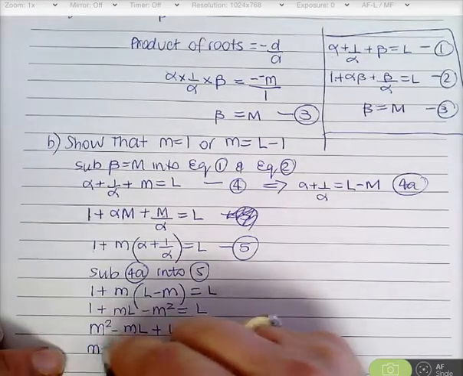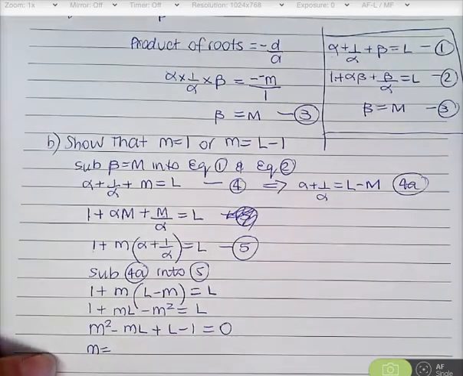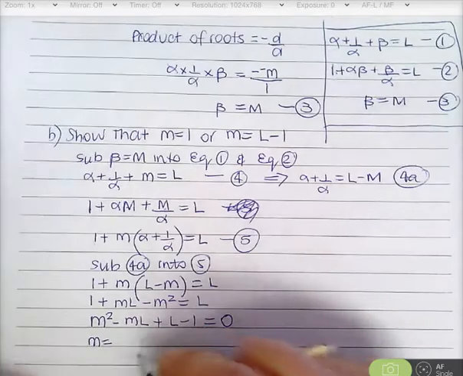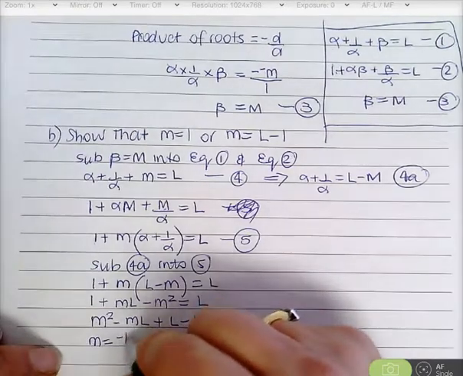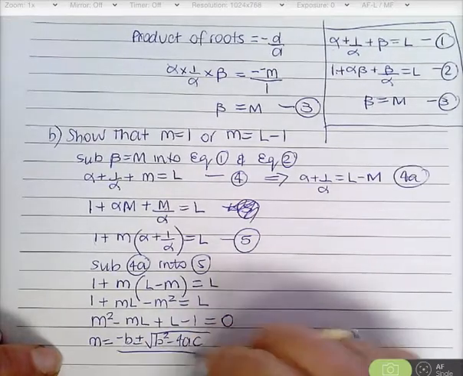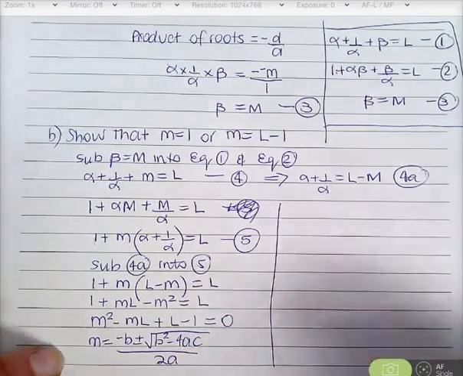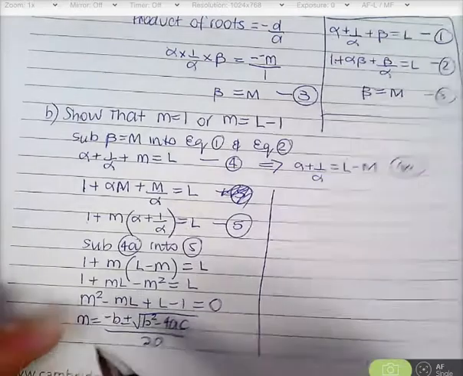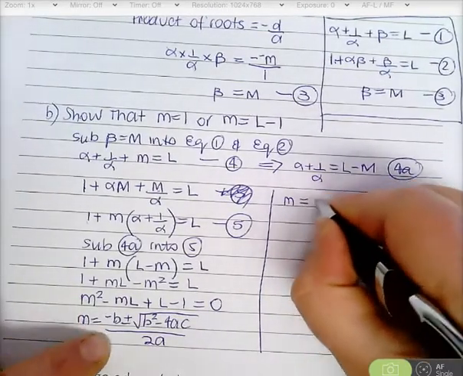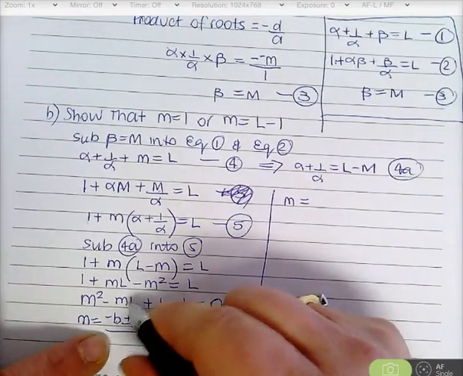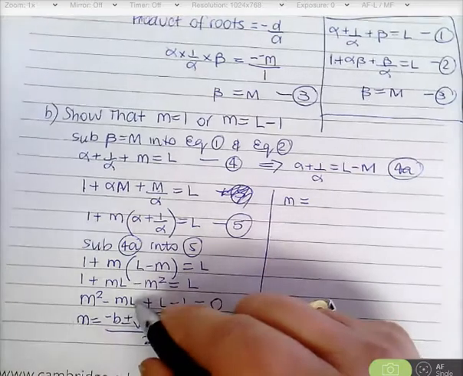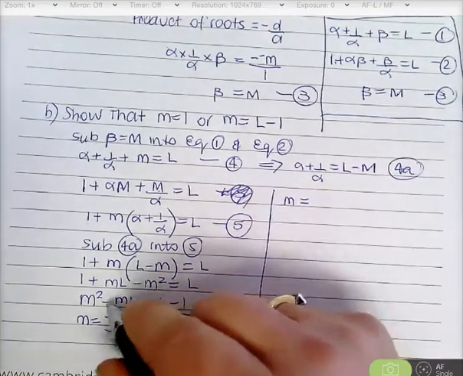So if those m's were x's, I would use the quadratic formula to solve, okay? That would be x equals negative b plus or minus the square root of b squared minus 4ac over 2a. But in my case, the m is where my x would normally be. So I've got m is negative b. Negative b would be the coefficient of the m in this case, which is minus L.